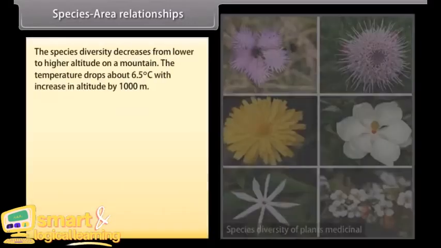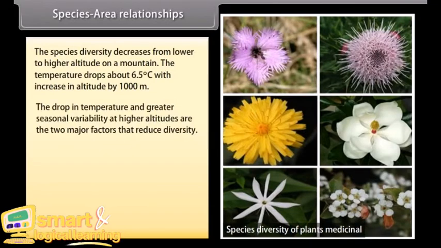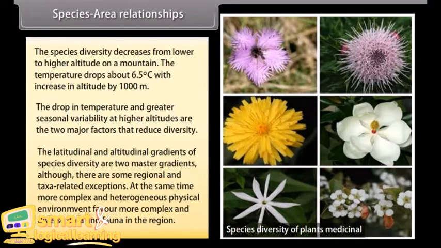Species-area relationships. The species diversity decreases from lower to higher altitude on a mountain. The temperature drops about 6.5 degrees Celsius with increase in altitude by 1000 meter. The drop in temperature and greater seasonal variability at higher altitudes are the two major factors that reduce diversity. The latitudinal and altitudinal gradients of species diversity are two master gradients, although there are some regional and taxa-related exceptions.